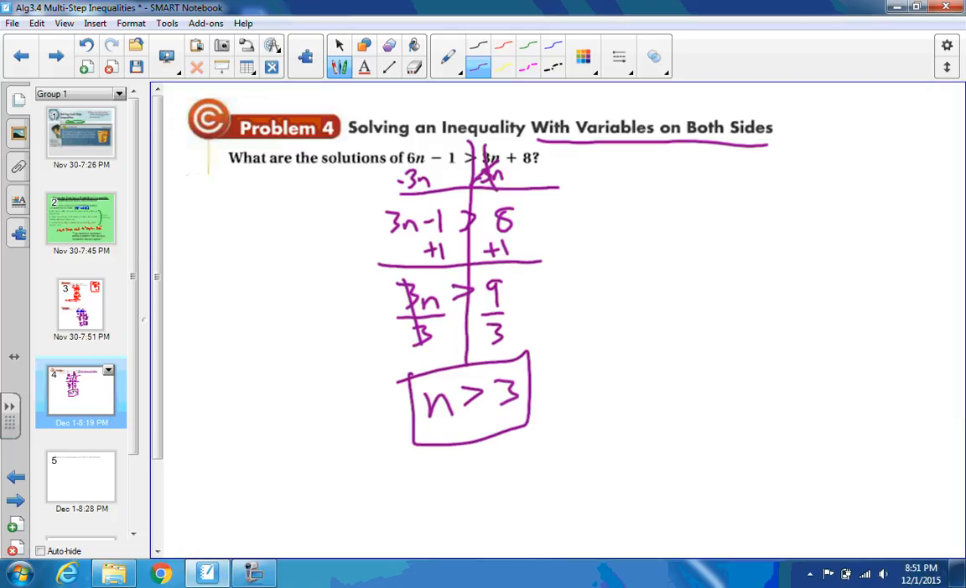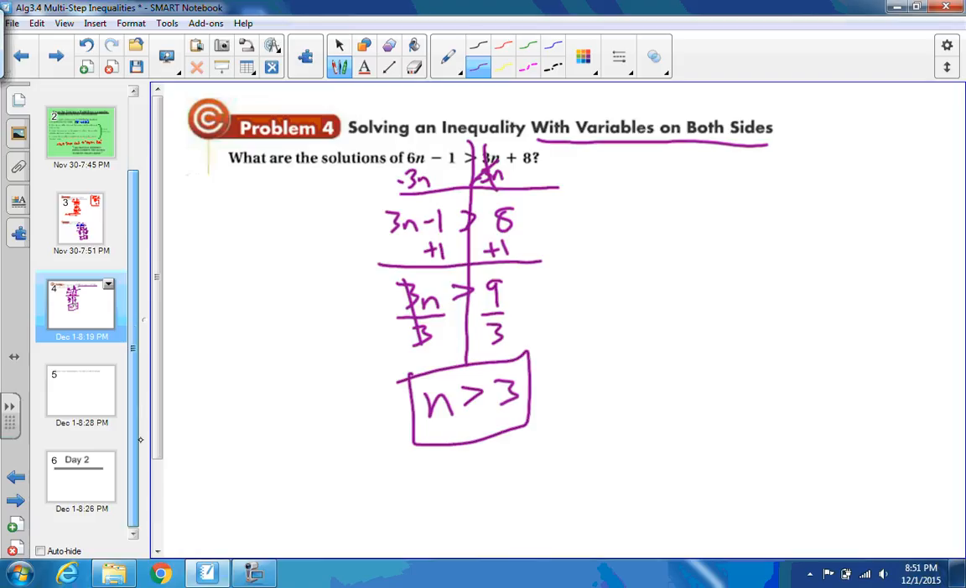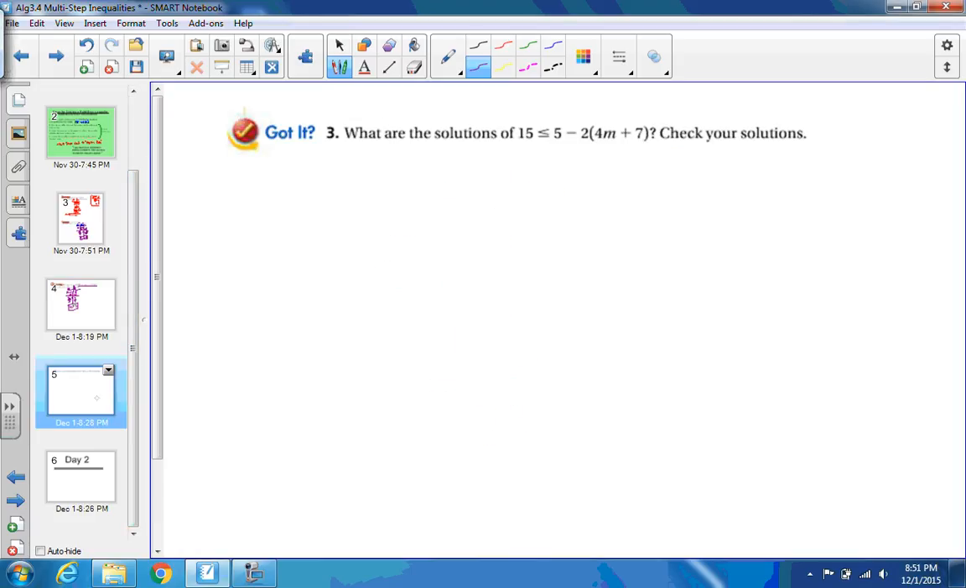All right, we're going to do one more problem together. And this is just for part A, just so you know, we're breaking this section into 2 parts. This is the first part. Last problem. Similar to the last one. Well, let's see what we have to do here. What are the solutions of 15 is less than or equal to 5 minus 2 times 4m plus 7.